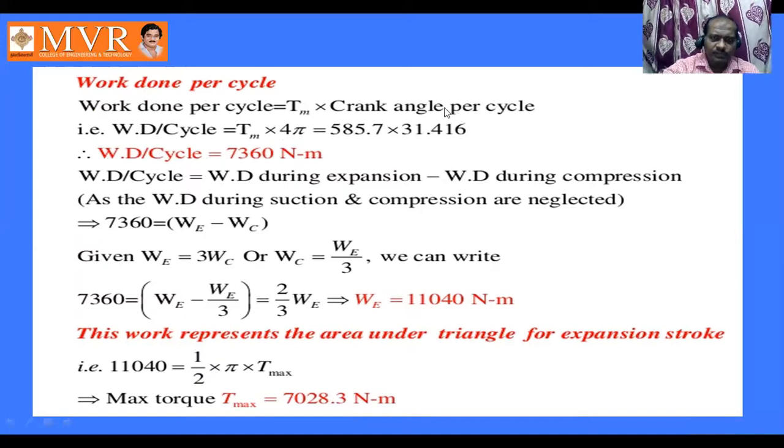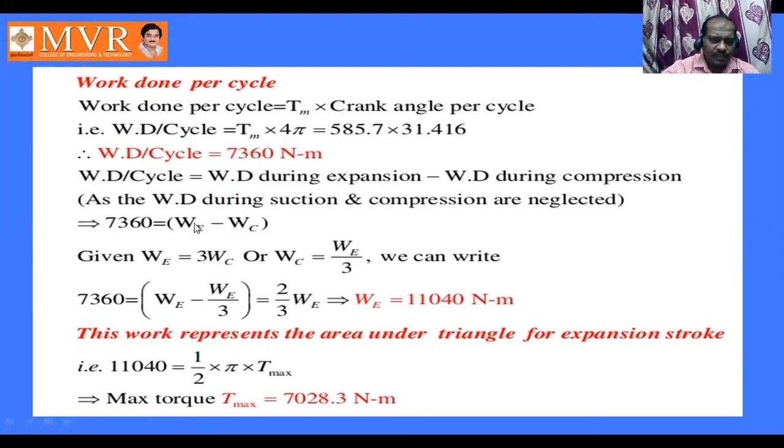4 pi is equal to this one. So work done per cycle is 7360 Newton meter. Work done during expansion minus work done during compression. Why? Because the remaining two are neglected. That is 7360.